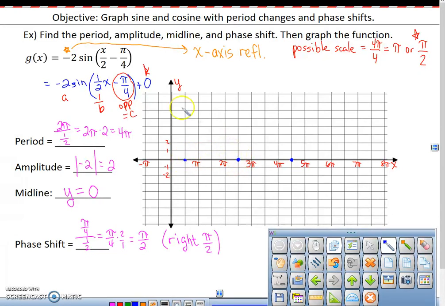But we have to pay attention to our A parameter this time. So we have an amplitude of 2, but we also have that x-axis reflection, which means that that relative maximum is going to turn into a relative minimum. And then here we would normally have a relative minimum, but because of that reflection, it turns into the relative maximum. So there's the key points for our first cycle, and then we can extend that pattern for the rest of our graph here.